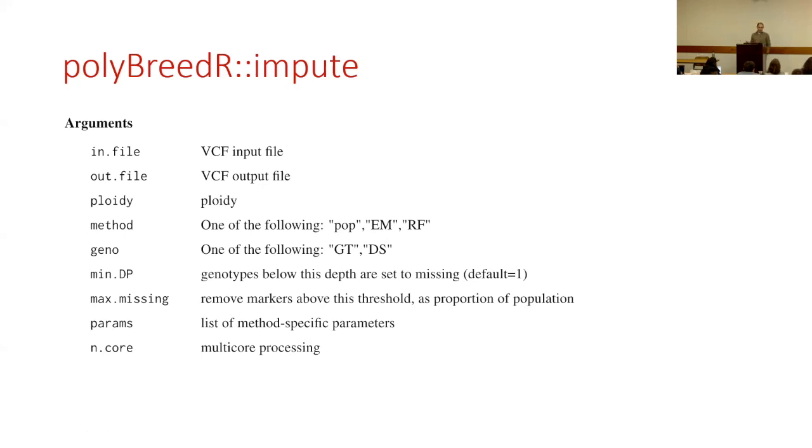So that's an even simpler type of imputation, which usually works fine with SNP array data where you have a very low amount of missing data. But for GBS data, where you typically have more, that's a little bit too simplistic.